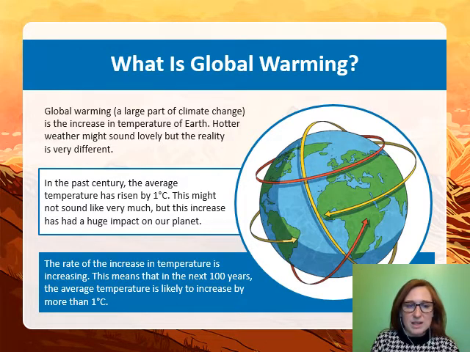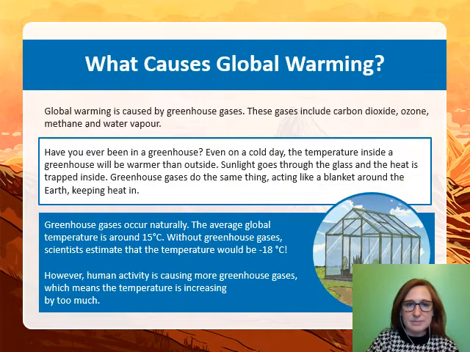The rate of the increase in temperature is increasing. This means that in the next 100 years, the average temperature is likely to increase by more than 1 degree C. So it's getting quicker. The temperature is rising more quickly. And we're going to find out why in the next section.